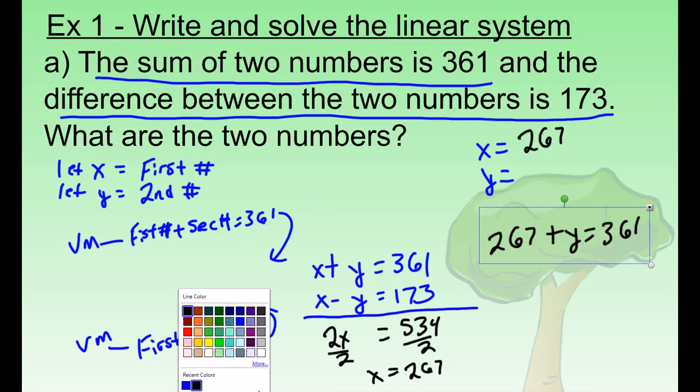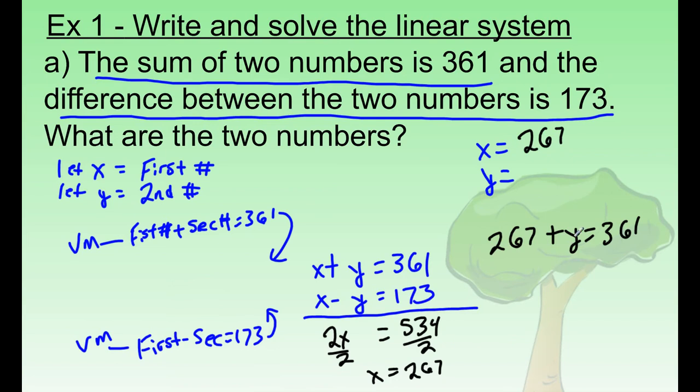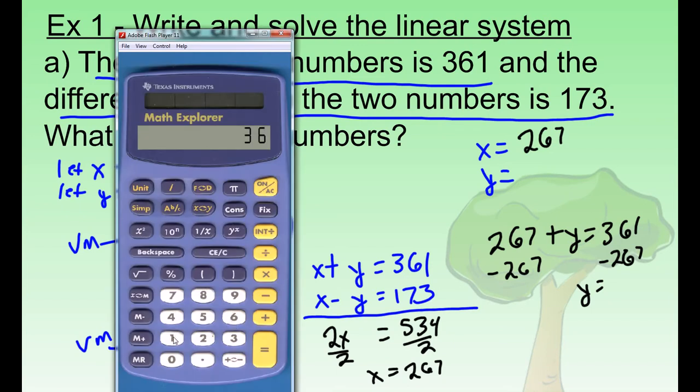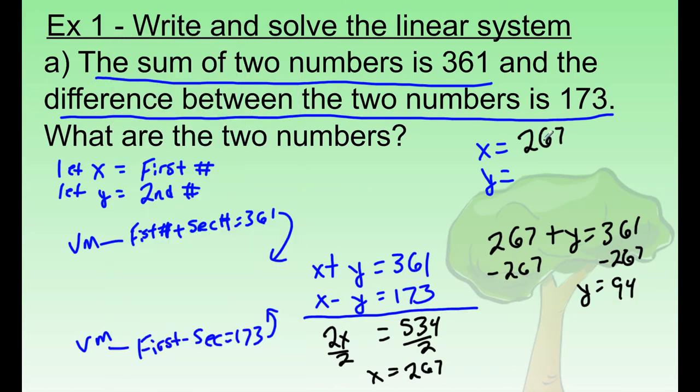The red might be a little hard to see in the tree, so I'll use black. So I'm going to minus 267 on both sides, and y equals, clear, 361 minus 267 is 94. The chances of you guessing the numbers 267 and 94 are pretty slim. And the chance of you getting it faster than I was able to do this method is also very slim. So those are two numbers that add up to 361, and when you subtract them, you get 173.